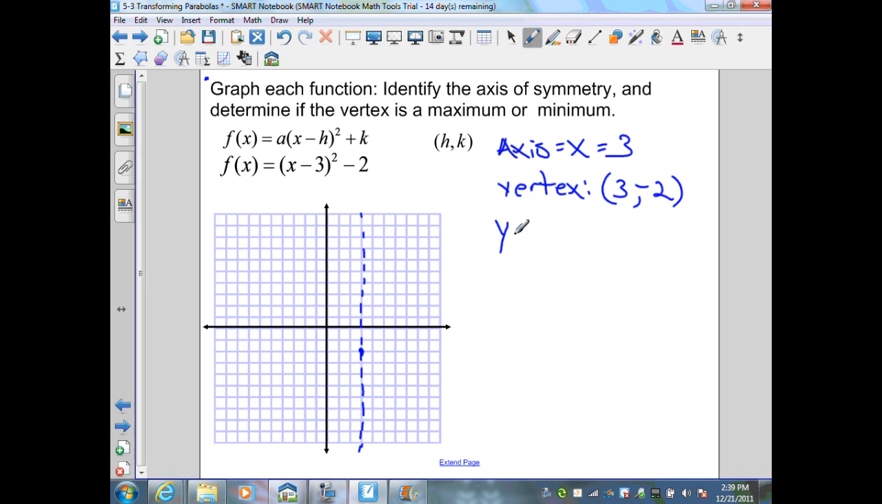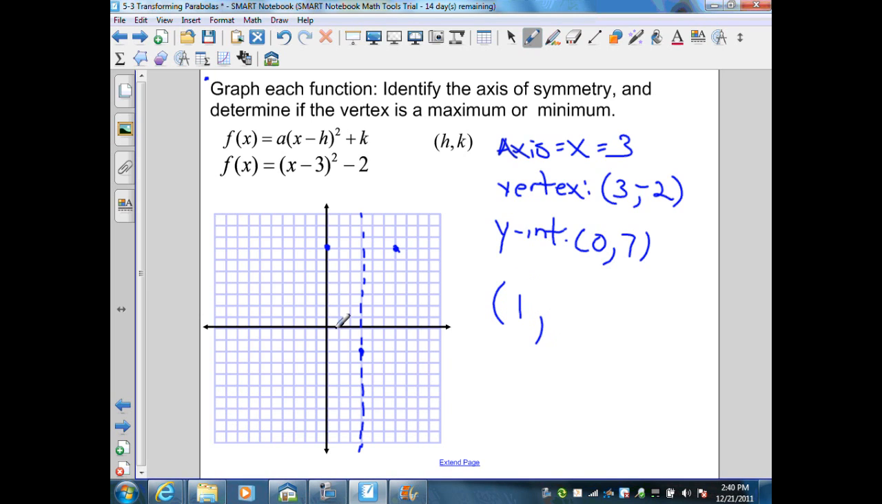My y-intercept is generated by letting x be 0. When I let x be 0, I'm going to get (−3)², which is 9, minus 2, which is 7. So my y-intercept is (0, 7). And then I map that over the axis of symmetry by 3 units, because that's how far my y-intercept is away from the axis of symmetry. So I'm going to map 3 units to the right for its reflection.